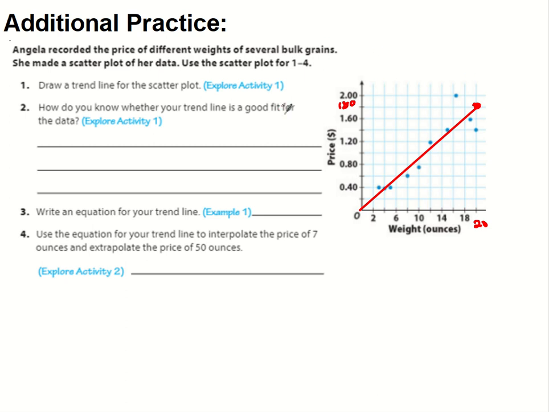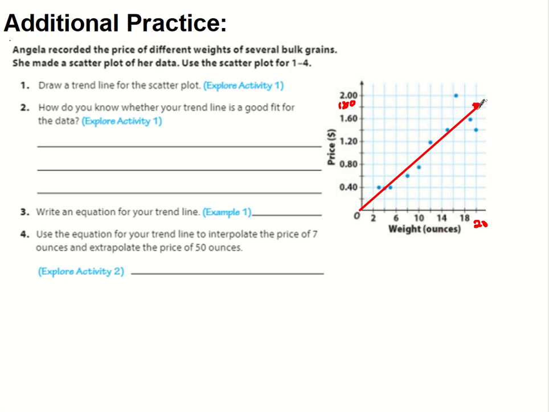So this is my trend line, and again, it's a lot easier if we just pick a perfect point, and then when we do our trend line and we have a perfect point, we can go from there. So how do you know whether your trend line is a good fit for the data? The way we know is because it goes with the direction of the data.